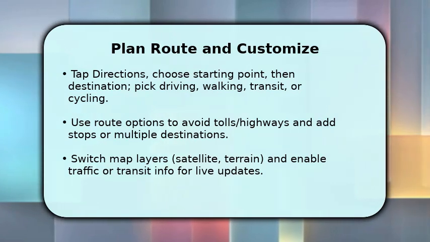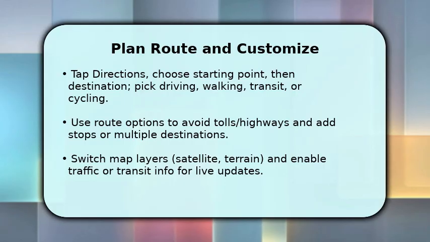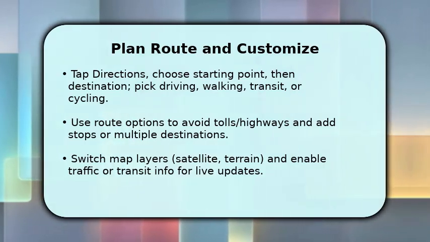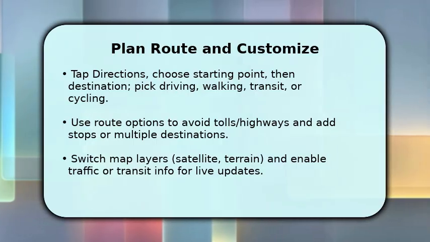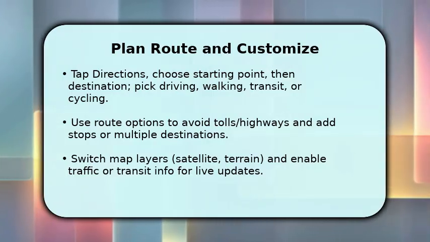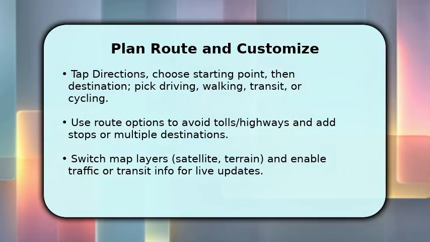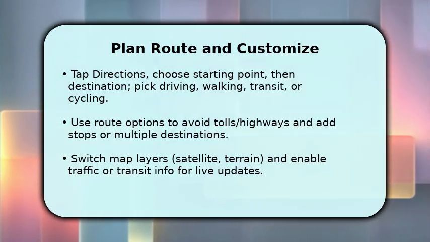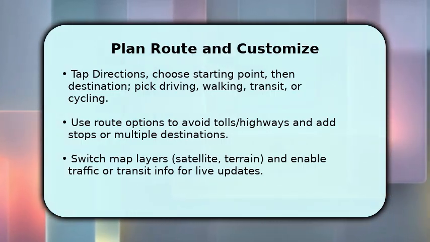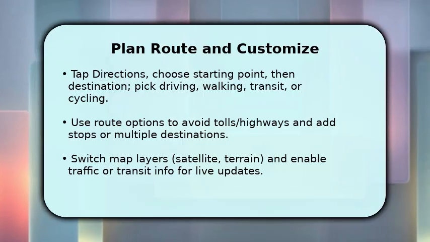or a typed address. Choose driving, walking, transit, or cycling. Each mode changes route suggestions. Make sure to tap the three-dot menu for route options to avoid tolls or highways and to add multiple stops if you're running errands. You can switch map layers to satellite or terrain and enable live traffic or transit info to see delays and estimated arrival changes before you go.